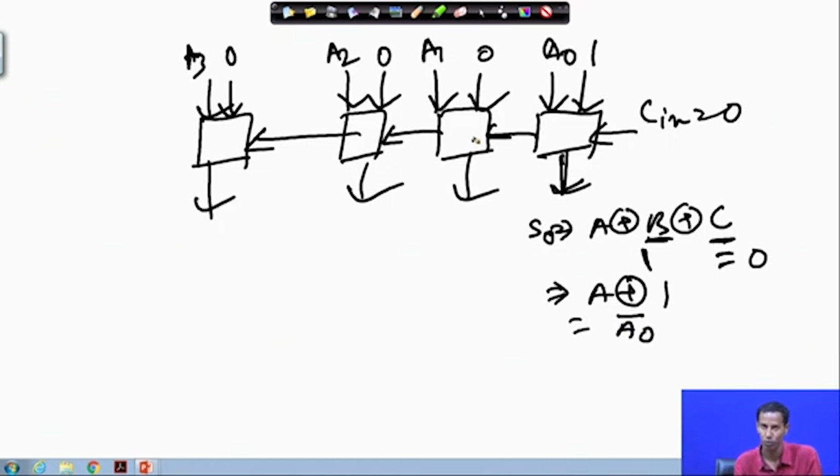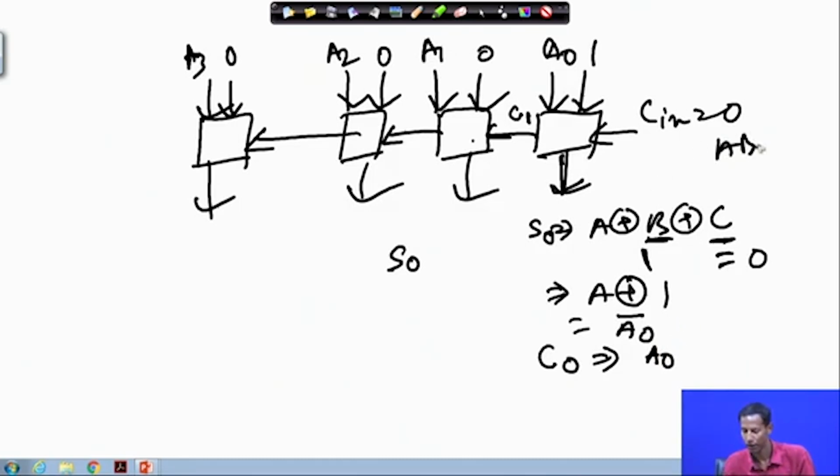Then next, what is this? Here it can produce one carry, that is C1 if I write. So, what will be the carry out here? That will be AB plus BC plus CA. Okay. So, C is 0 in both the cases, so only the AB. So, that means this is A0. B is 1, C0 is A0.